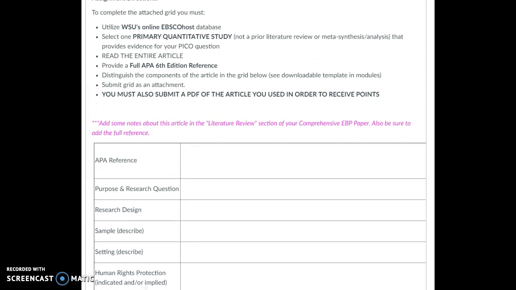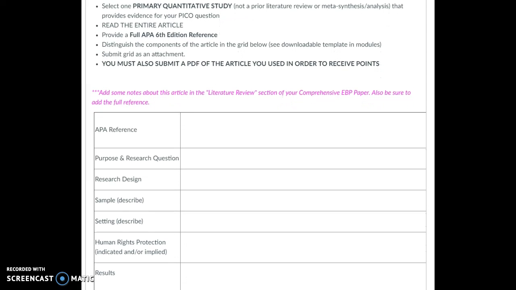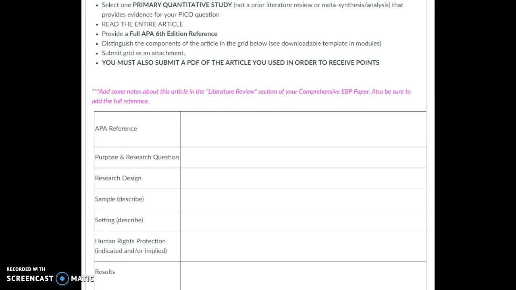You need to find a primary quantitative study related to your PICO question. So this isn't a literature review, it's not a meta-synthesis, it's not a meta-analysis. It needs to be a primary quantitative study where the authors collected data and analyzed that data and then presented their findings. So you need to do something that is a primary quantitative study related to your PICO question. You do need to read the entire article.